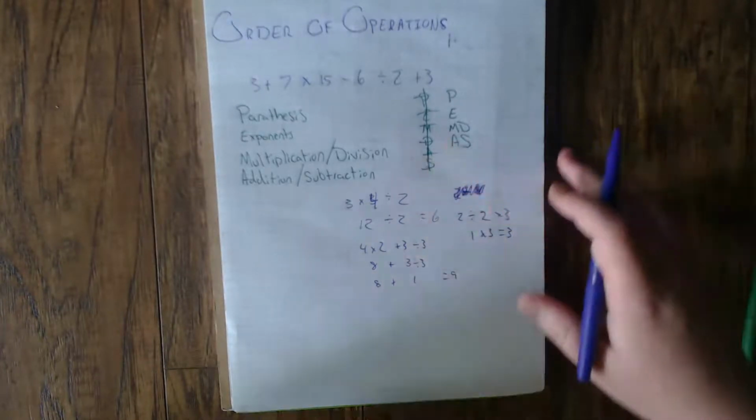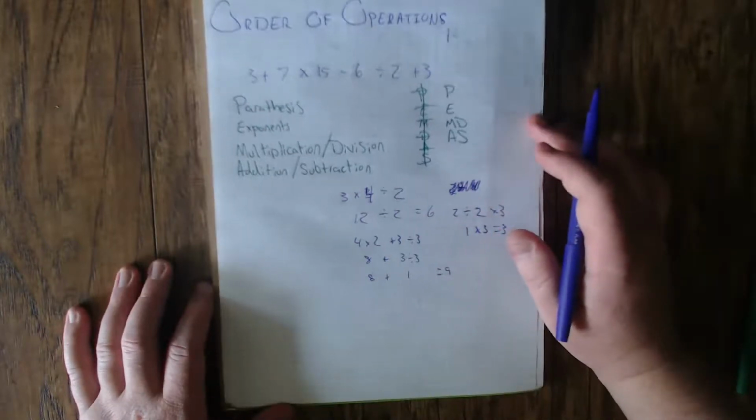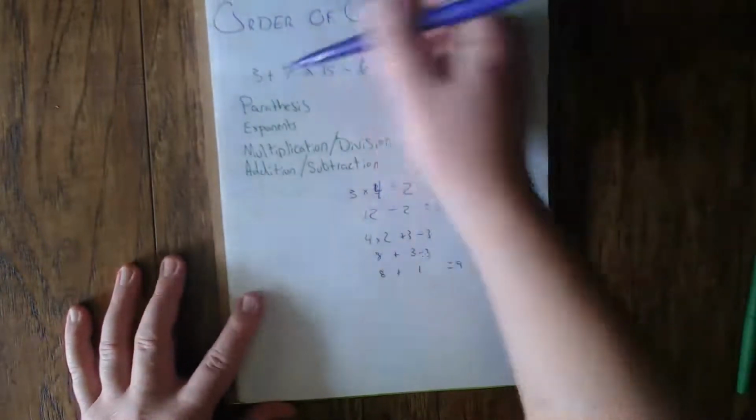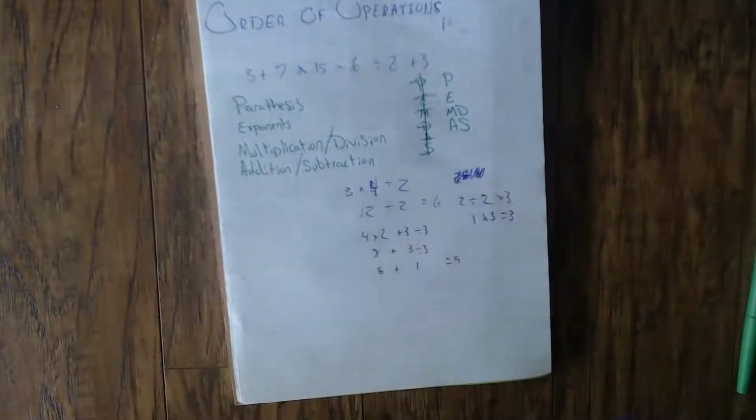So let's go back up to the top real fast and make some more sense of what I'm talking about. So I have 3 plus 7 times 15. In fact, let me rewrite it down here.